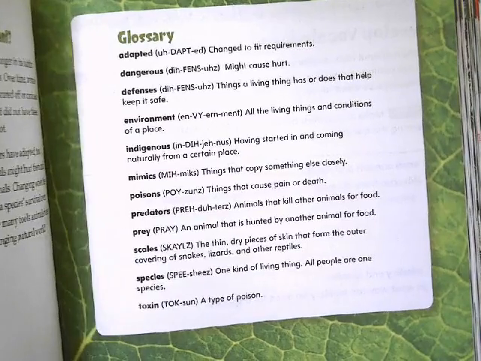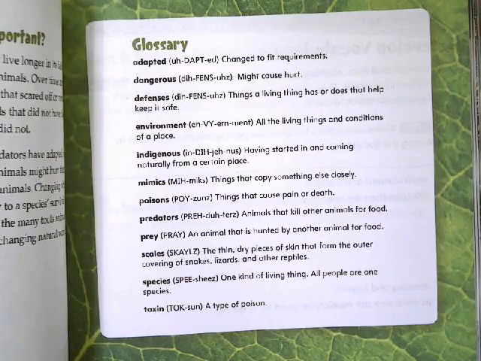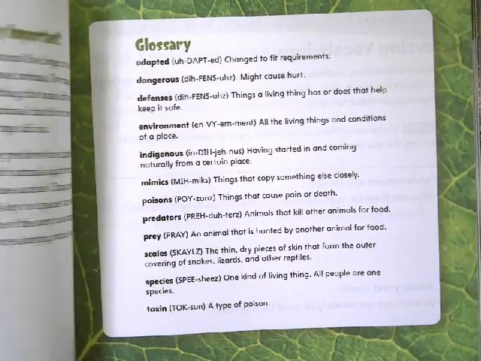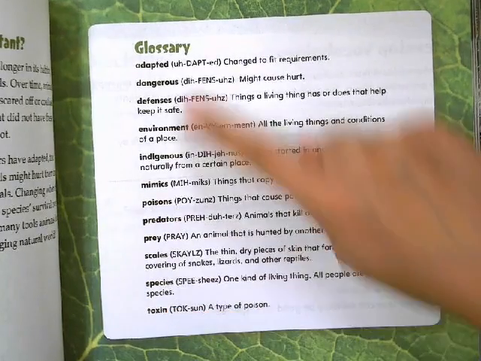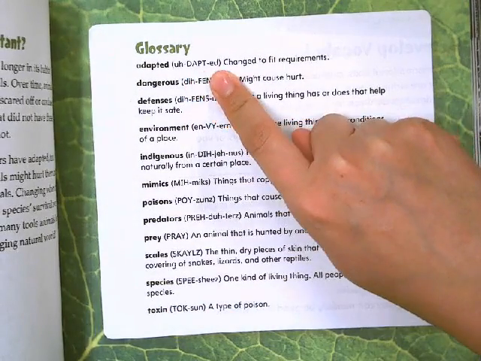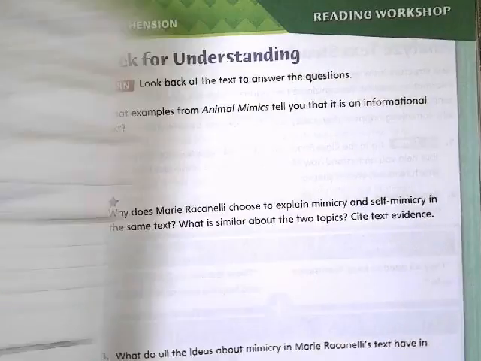Okay? So this is usually found at the end of a text. We have, of course, the words in bold that we might not know, and the pronunciation guide, as well as a definition. It gives us a definition.